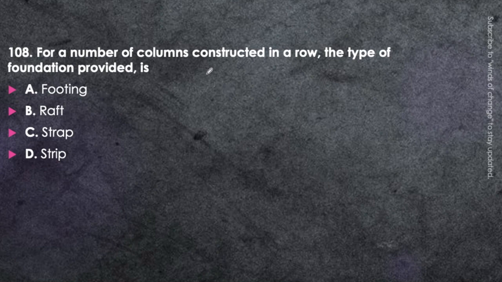Next question. For a number of columns restricted in a row, the type of foundation provided is footing, raft, strap, or strip footing. Here there are so many columns, but these columns are placed in a row, in a single line. If so many columns are provided, then we will connect them and provide the foundation in which form? Just think about it. We will provide the foundation in the form of strip footing, in which many columns are placed on a single line and they are connected together.